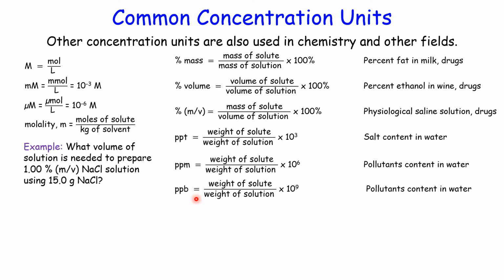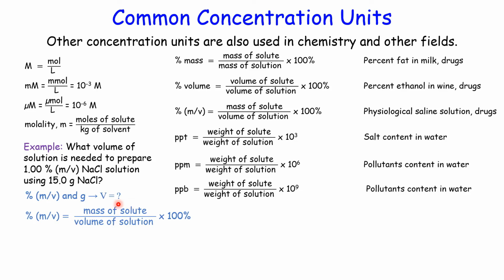Let's work on one example. What volume of solution is needed to prepare 1% m over v sodium chloride solution using 15 grams sodium chloride? Let's take a look. What are given? M over v percentage, that's given. Also, mass is given. Okay, so we have M over v, and we know mass of solute. We just need to find out the volume of solution.